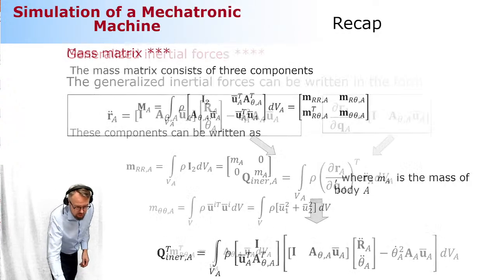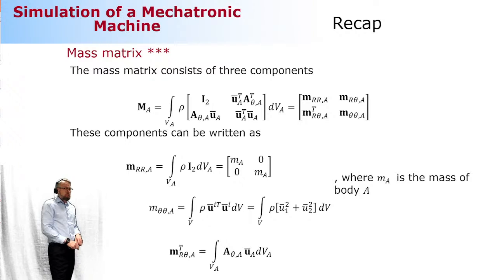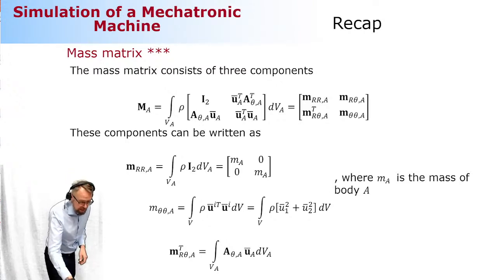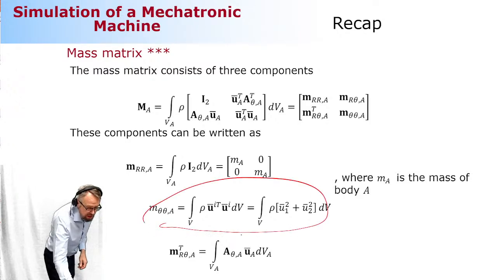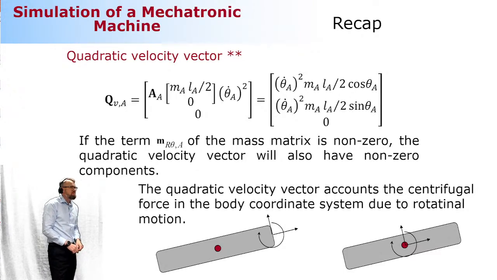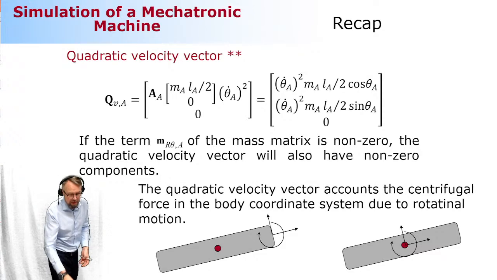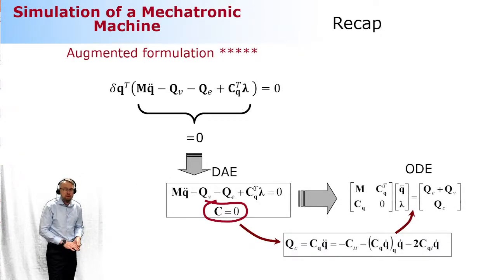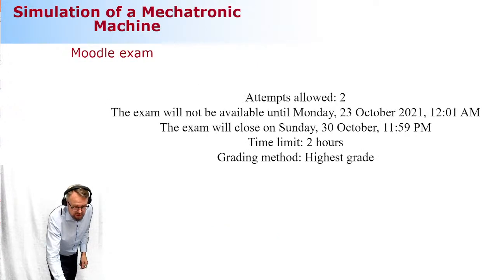Okay? So approaching the end, mass matrix, 3 stars, medium importance. This is pretty straightforward. So it's the mass of the body, the mass moment of inertia, and the component that combines translation and rotation. Quadratic velocity vector, low, very low, 2 stars only. So it's something that takes this centrifugal effect into account as a force. That's what it is. Augmented formulation, 5 stars. 5 stars.